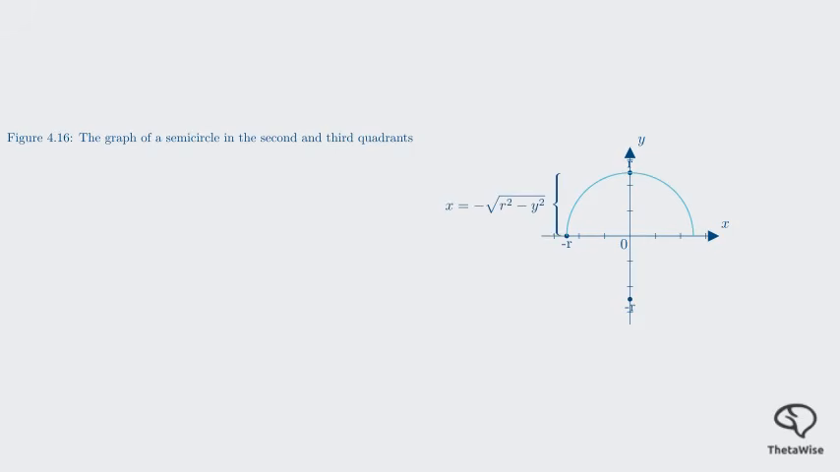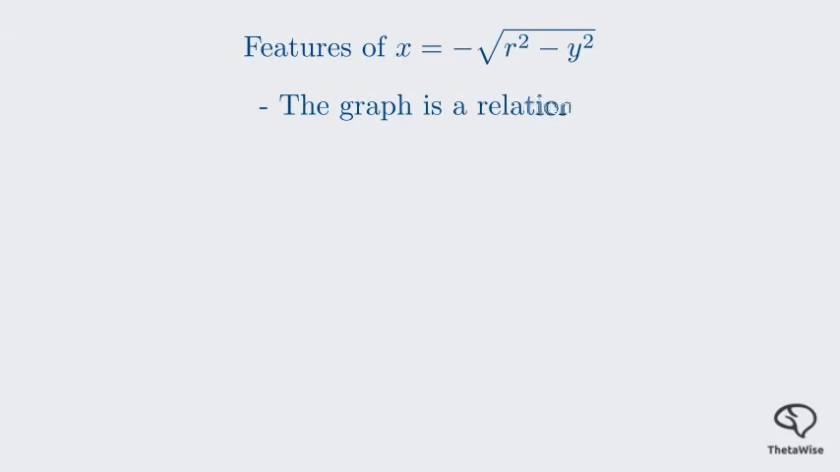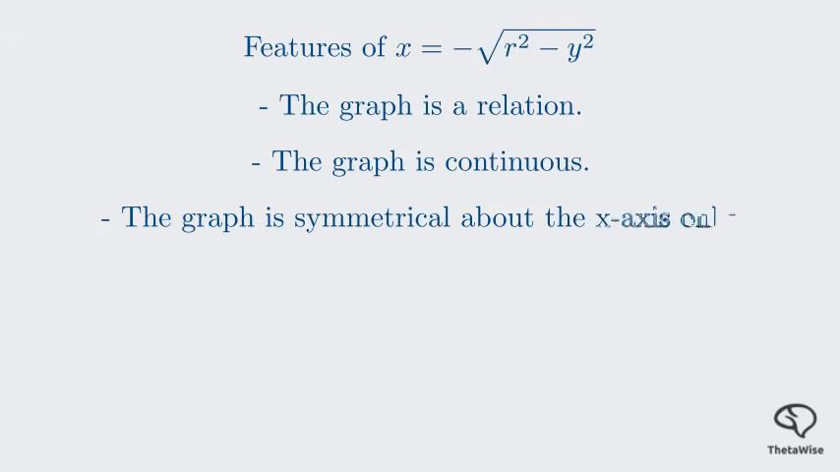The x values on this graph are all between negative r and 0. This is the graph of x equals negative the square root of r squared minus y squared. Let's summarize the features of our last graph. It is a relation, continuous and symmetrical about the x-axis, just like the right-facing semicircle.